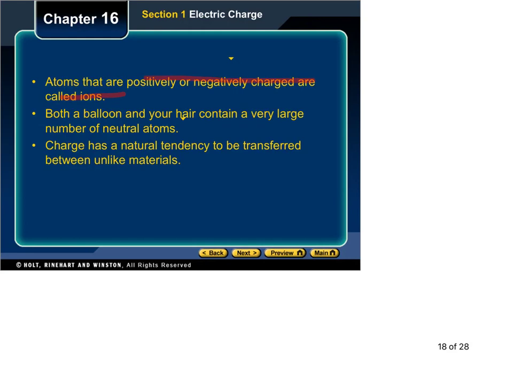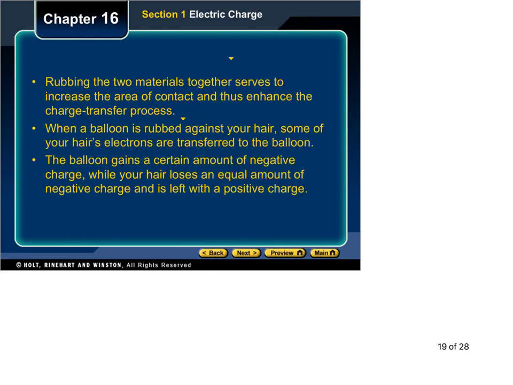The balloon and your hair both have a large number of atoms. And charge has this tendency to be transferred between unlike materials. So when we rub two surfaces together, it increases the area of contact and enhances this charge transfer.